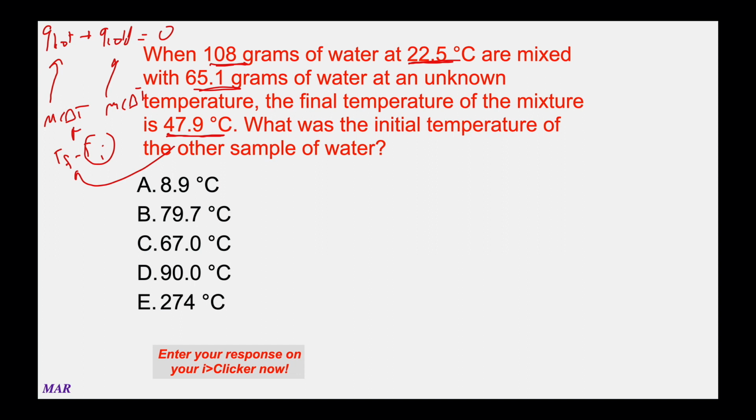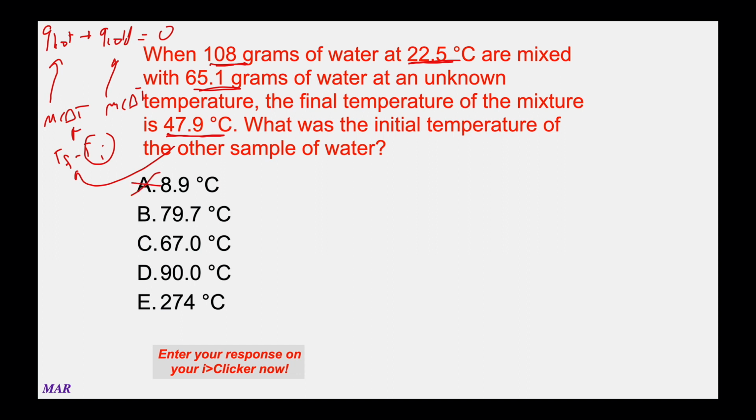Okay, at this point, I'm assuming you've tried the problem and you want to check out your answer, which is fantastic. So Q cold plus Q hot equals 0. That's thermodynamics saying no heat can be created or destroyed. We know that we've got something cold, the 22.5 degree sample, and we've got something hot, and they're coming together to make something warm, 47.9. So our final answer for the initial temperature of the hot is going to be larger than 47.9.